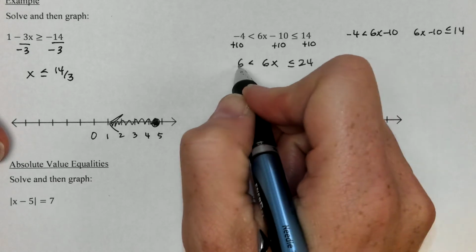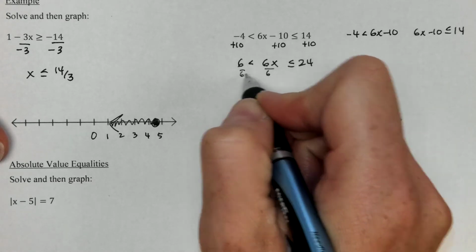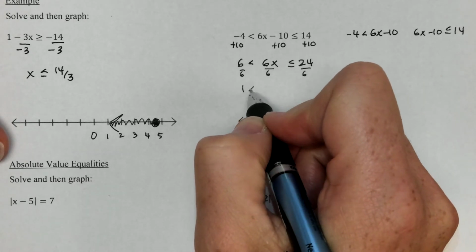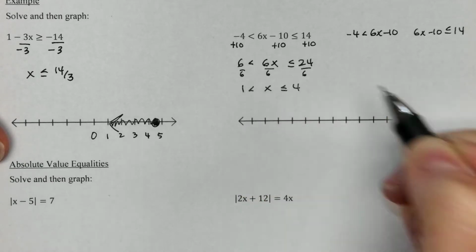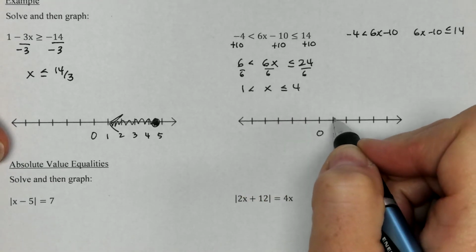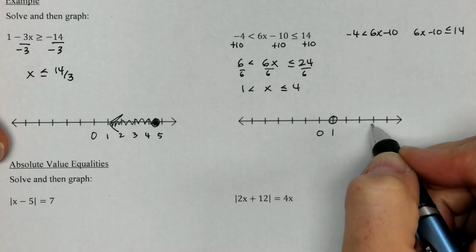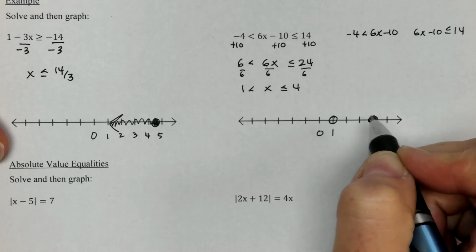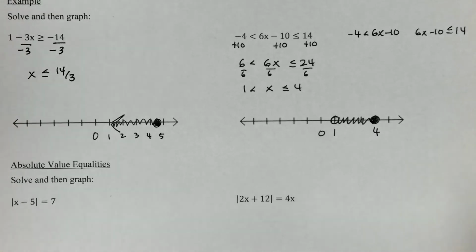And now I divide both of these by 6, or everything by 6, and I'll get 1 is less than x, less than or equal to 4. So I'm going to throw my 0 in there. Here's a 1, open circle. Here's 4, closed circle, and I want everything in between.